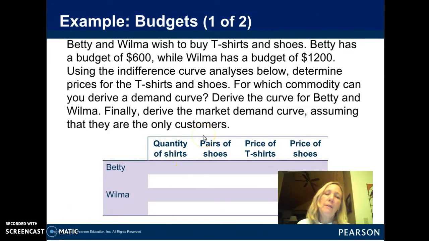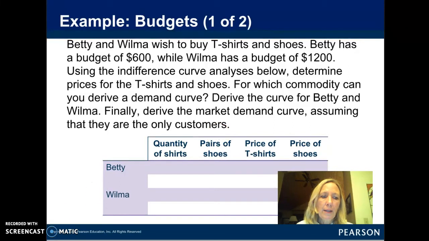Okay, so this gives you an idea of how budgets work. And they are going to use that to teach you how to create a demand curve. So they're showing you how to derive a demand curve. So you have Betty and Wilma. They wish to buy t-shirts and shoes. Betty has a budget of $600, whereas Wilma has a budget of $1,200. Using the indifference curve analysis below, determine prices for the t-shirts and shoes. For which commodity can you derive a demand curve? Derive the curve for Betty and Wilma. Finally, derive the market demand curve, assuming that they are the only customers.